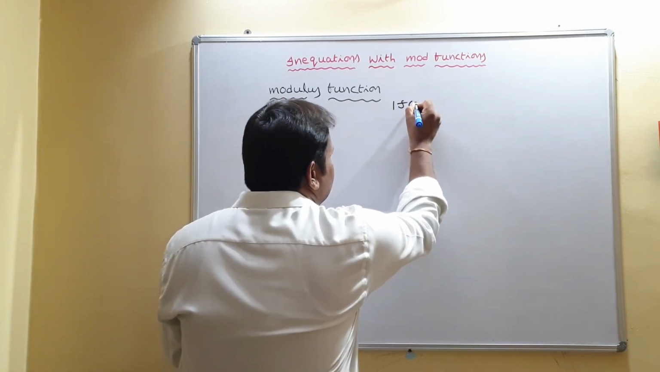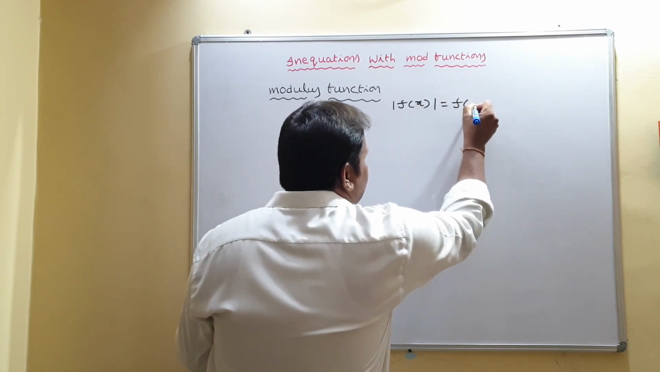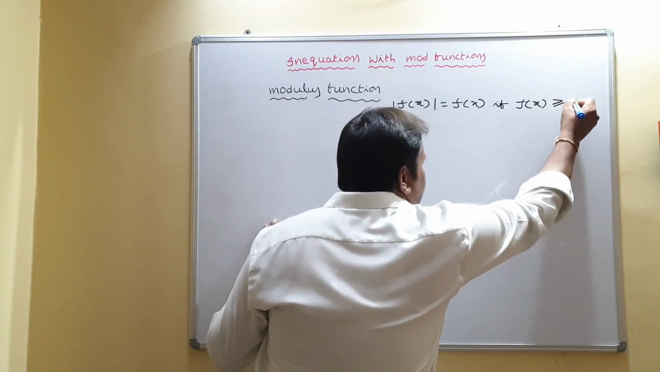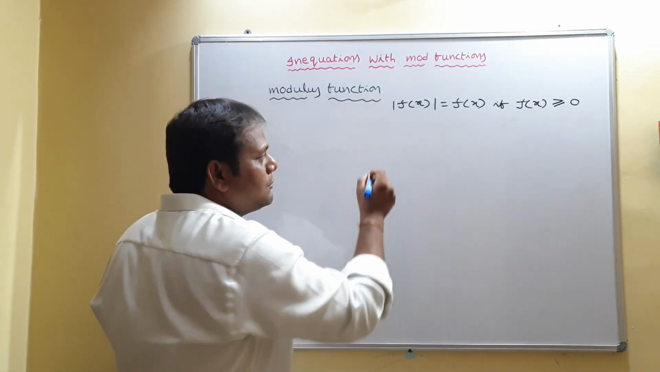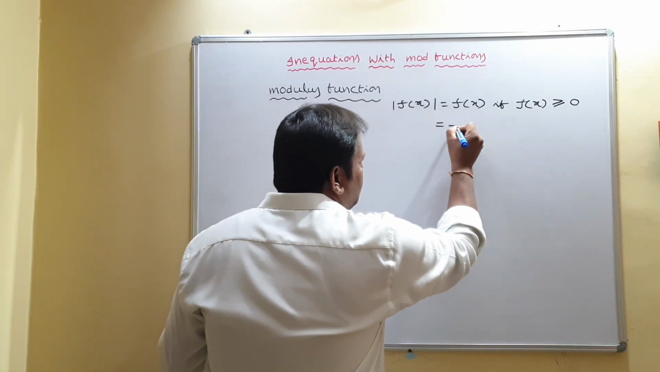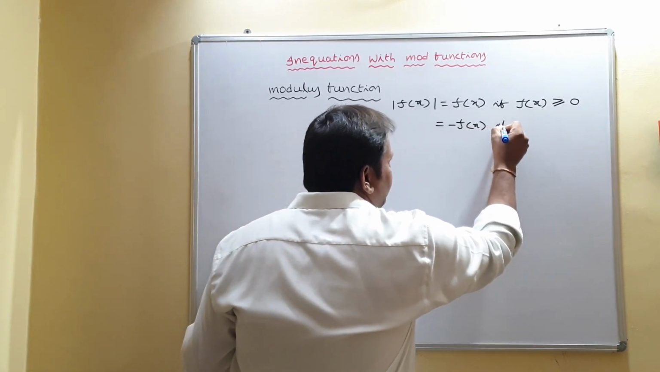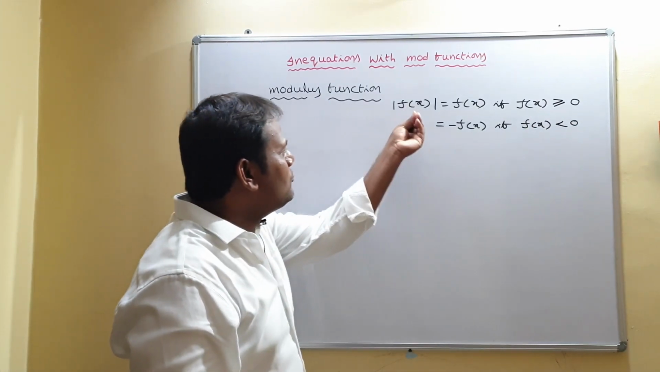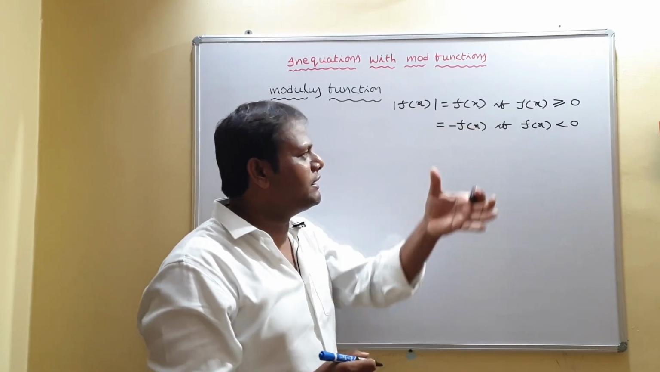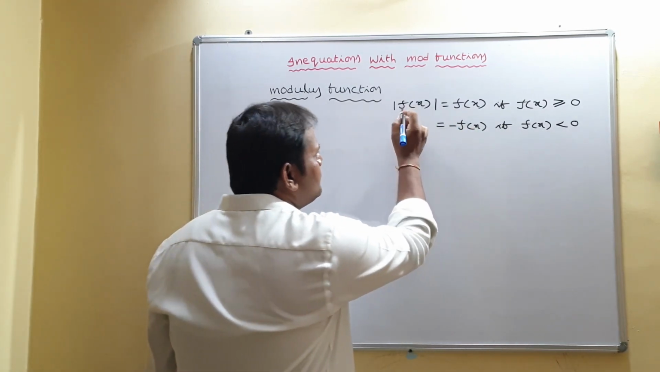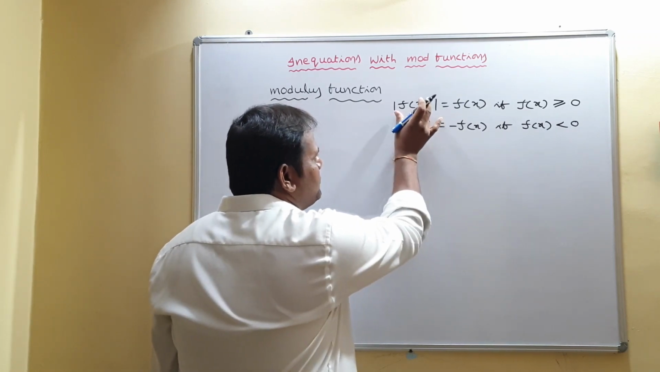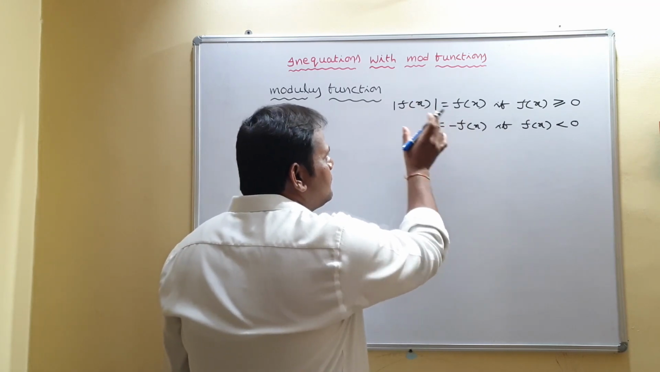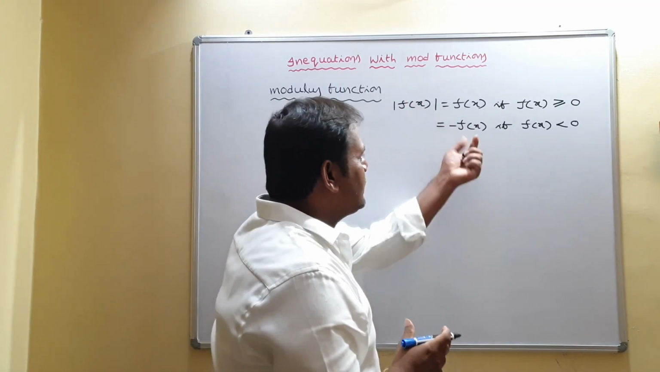Mod f of x is equal to f of x if f of x is greater than or equal to 0. Mod f of x is minus f of x if f of x is less than 0. So you know about the absolute value function, from which you get positive values. If the expression in the modulus is positive, you get the same. If the expression in the modulus is negative, mod supplies one negative sign to it and you get a positive.